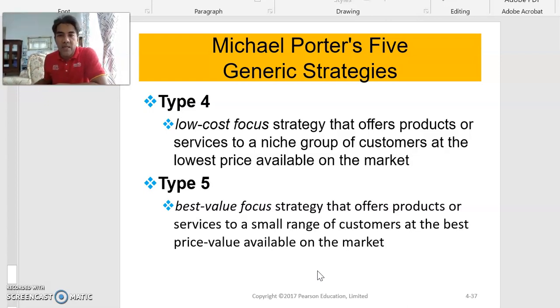And type 5 is best value focus, a strategy that offers products or services to a small range of customers at the best price value available in the market. It could be, for example, X70, X50, for example. So the best value focus. If we were to compare the X70 category with CX7, CRV, for example, they are way cheaper than their competitors. But then in terms of the value, it is much higher.